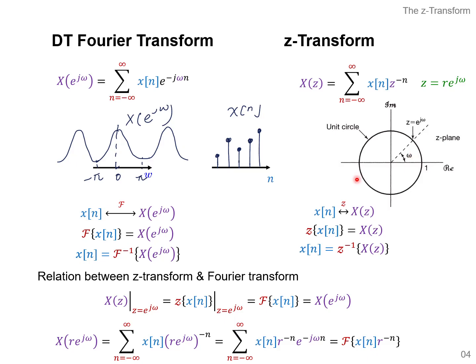We can use this formula to show their relationship. For a general point, Z equals R times e to the j omega, the Z transform becomes this. This shows the Z transform is the DTFT with an extra scaling term R to the minus n. So the DTFT is the Z transform on the unit circle.